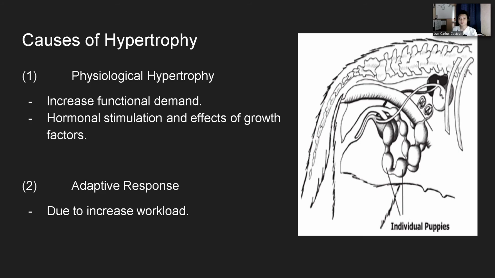The second is adaptive response. Due to an increased workload or stress, the cell undergoes physiological or pathological hypertrophy. For example, just like what I have stated earlier, when a horse undergoes stress during a race, its muscle fibers increase in size to adapt to the given workload, to be able to cope with the stress, and to prevent injury.